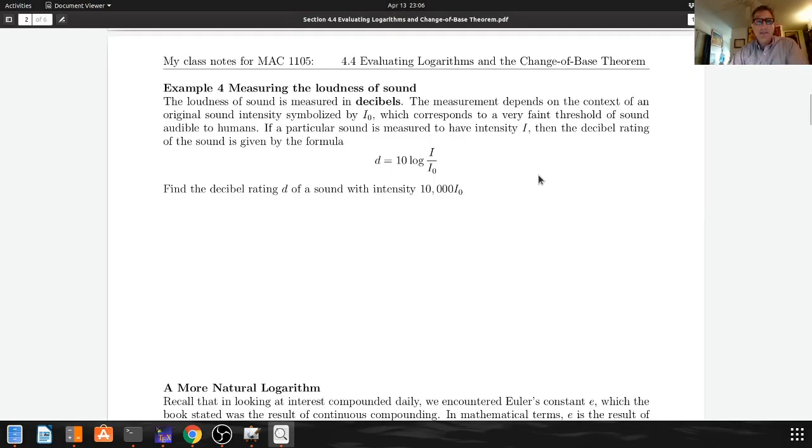So our next example is decibel noise. You know that noises that are really loud are measured in the decibel scale. Well, now you can figure it out. Now we've got the formula for it. So the loudness of sound is measured in decibels. The measurement depends on the context of an original sound intensity, symbolized by I naught. When you see the subscript down here that's a 0, we usually say naught.